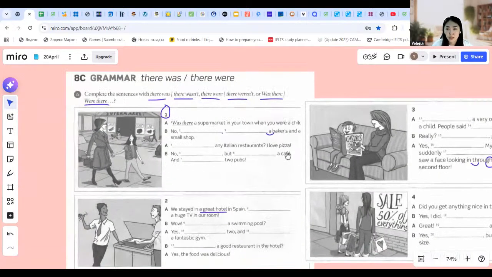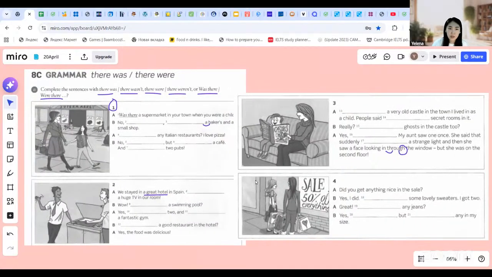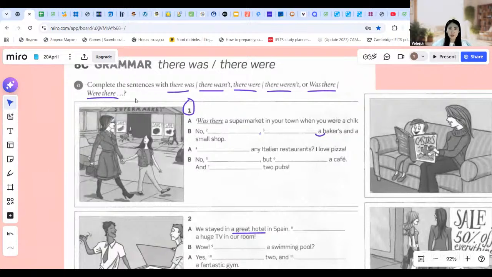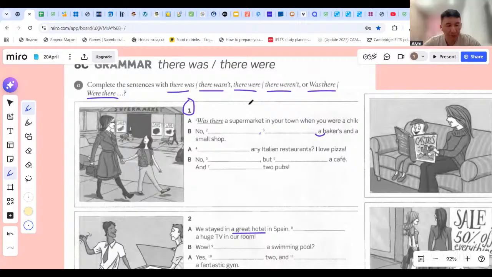Okay, let's have a look. You can see there are four conversations, four dialogues, and I would like you to complete them using these phrases: there was, there wasn't, there were, there weren't, was there, were there, right? Okay, let's try. Please go ahead.